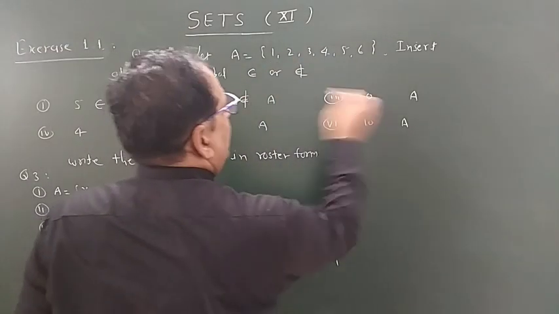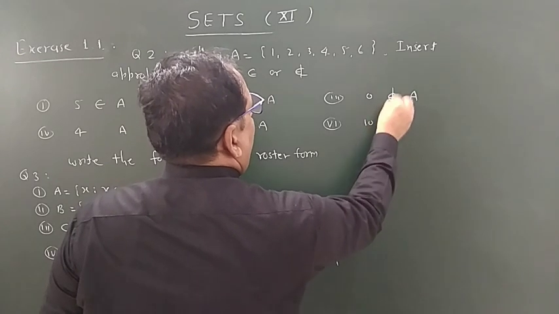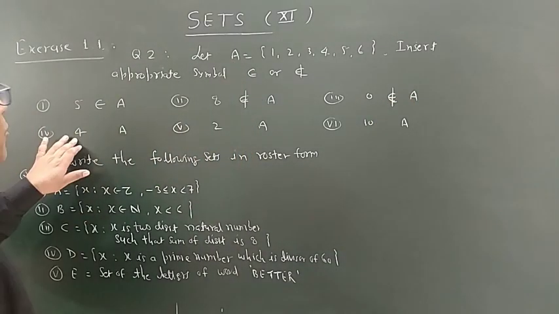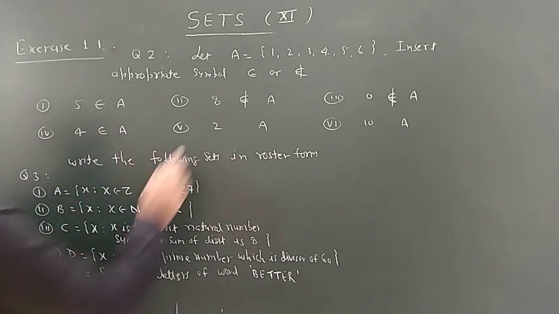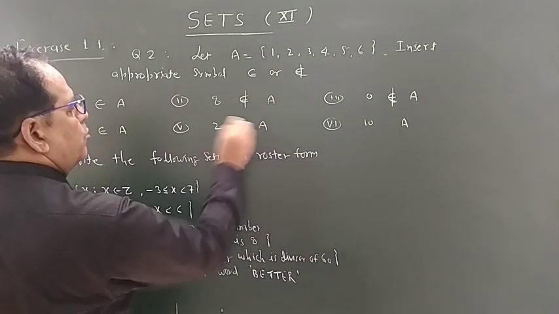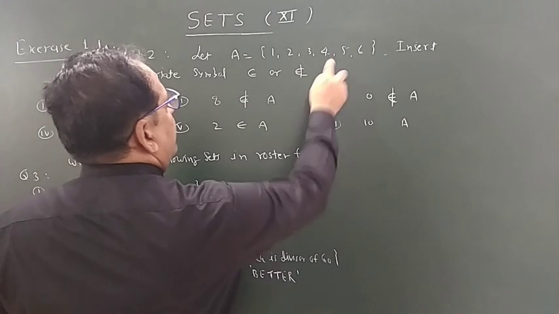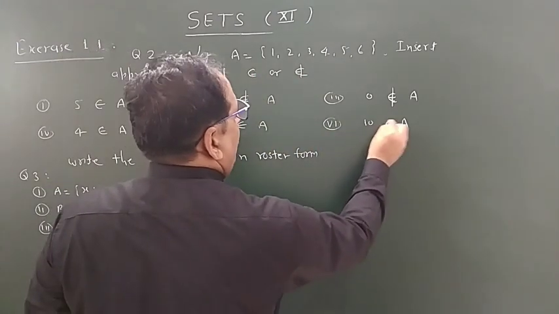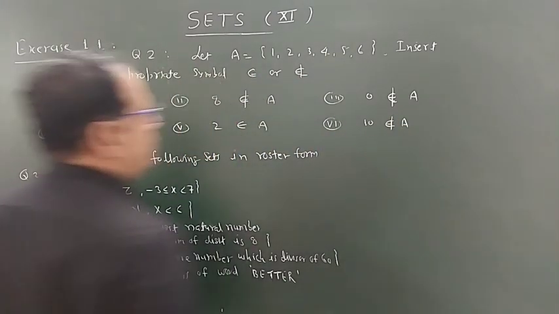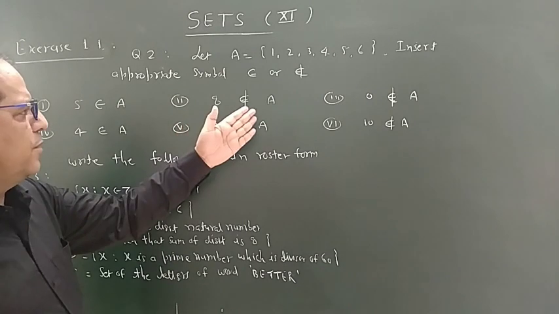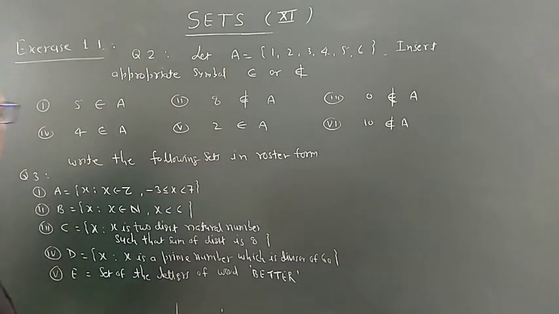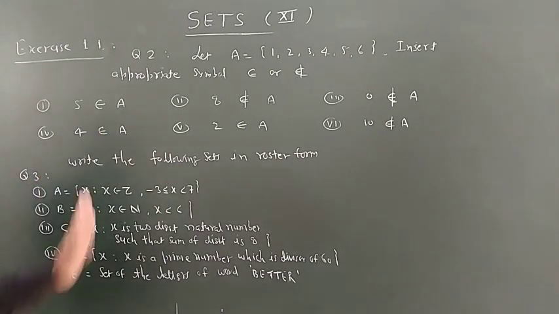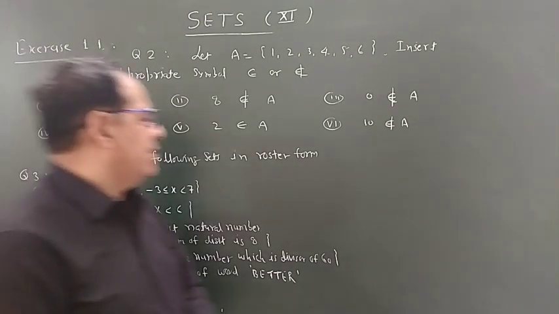0 is not an element of set A, so 0 not belongs to A. Here 4 is an element of set A, so 4 belongs to A. 2 is an element of set A, so 2 belongs to A. 10 is not an element of set A, so 10 not belongs to. So these are the fill in the blanks in which we want to insert the appropriate symbol, belongs to or not belongs to. And the next question is: write the following sets in roster form.